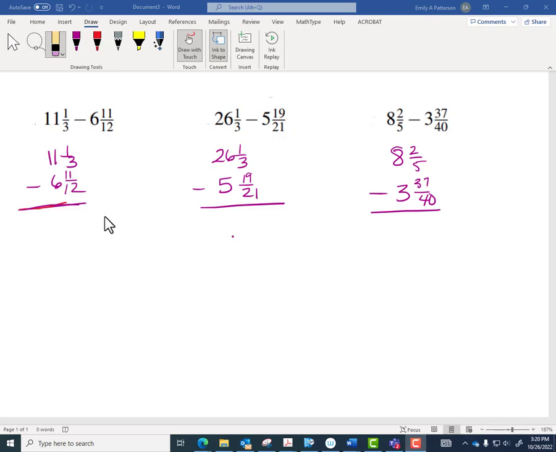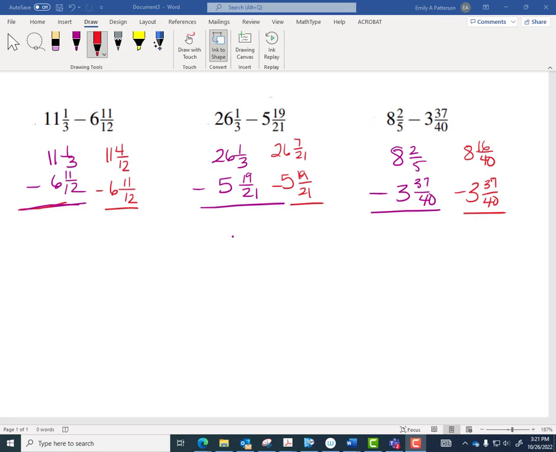So for a moment, pause the video and see if you can find the common denominators and the new fractions. So in the red are now the exact same problems and fractions, but with everything made into the lowest common denominator and the new fractions.